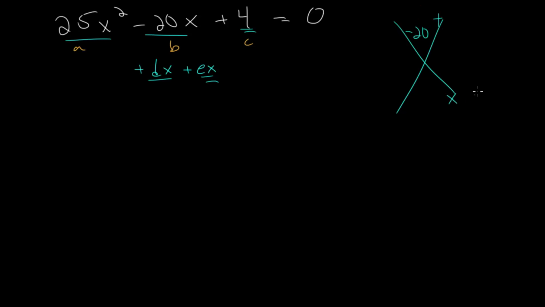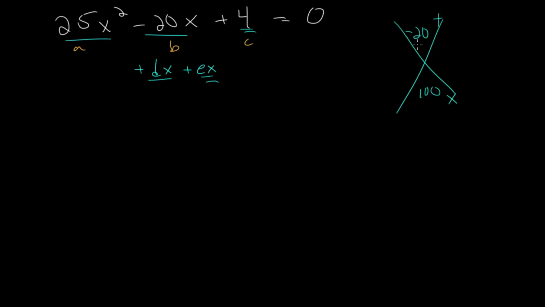But they have to multiply to the product of a and c. Whatever the coefficient on x squared is, multiplied by the constant term. And 25 times 4, that is 100. Now, the intuition behind why we multiply those together, I will admit, is a bit difficult to understand. So I won't try to convince you why this is true, but it is something you can assume is true.